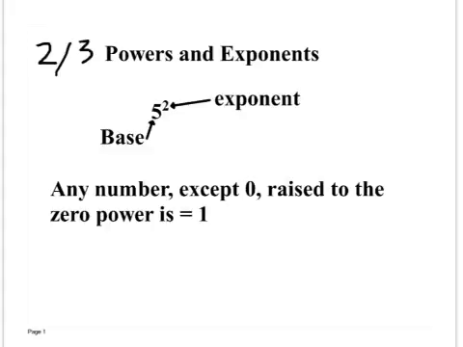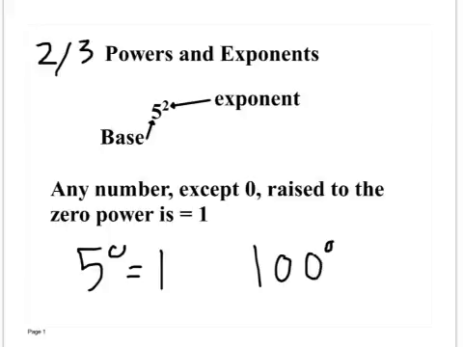The rule underneath there says any number except 0 raised to the 0 power is 1. So any number raised to the 0 power is 1. So 5 raised to the 0 power, 1. 100 raised to the 0 power, 1. 2 raised to the 0 power, 1. It just cannot be 0 being raised to the 0 power.